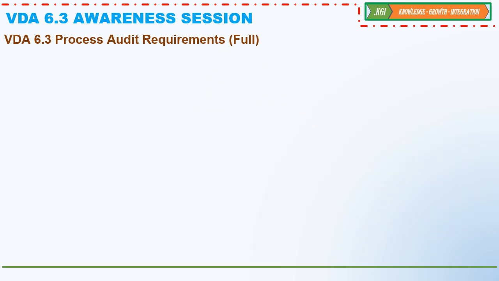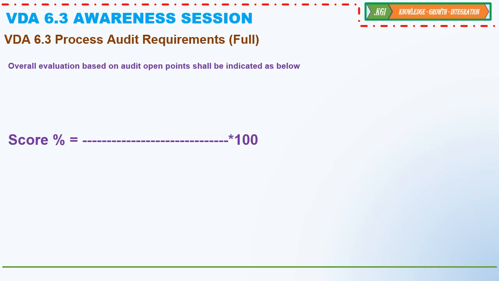In this slide, we are going to discuss how points achieved and maximum points give an overall scoring and a holistic view of overall process maturity. The total score formula is: total score equals points achieved divided by maximum points, times 100. For example, in VDA 6.3, suppose 20 questions are audited, the total maximum points is 200 and the achieved points is 160. So the overall score is 80%.